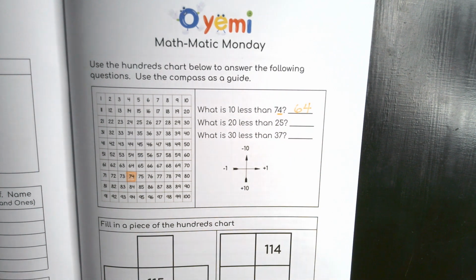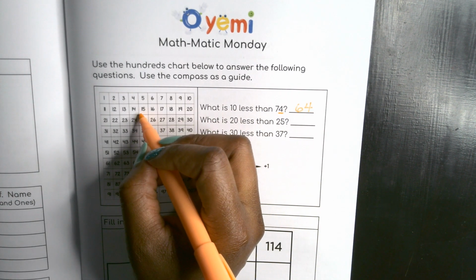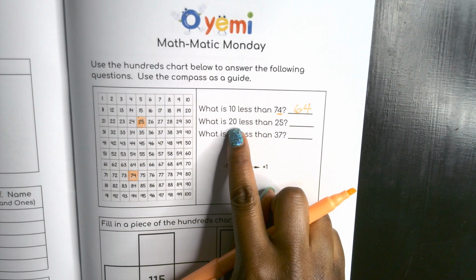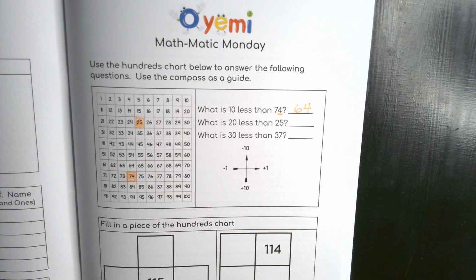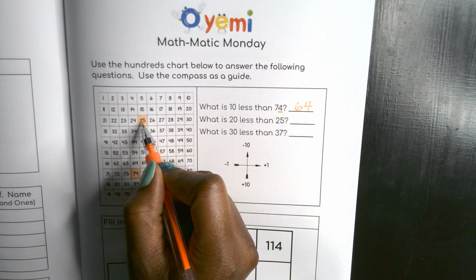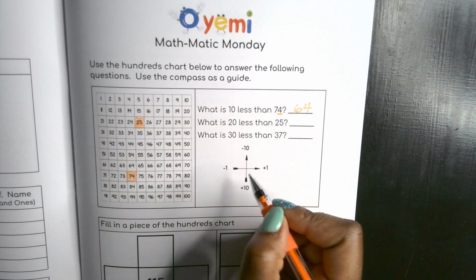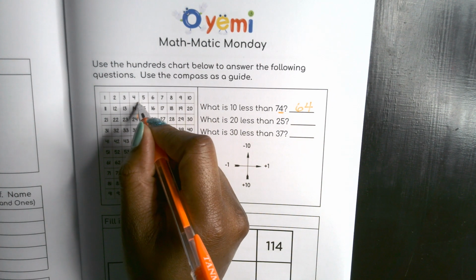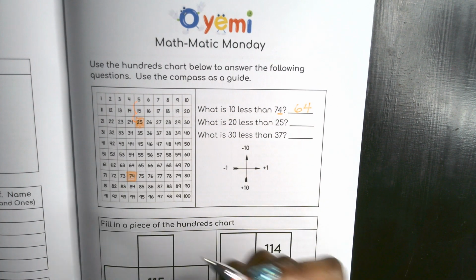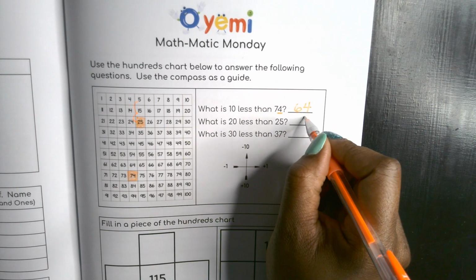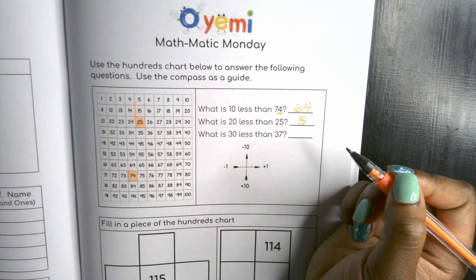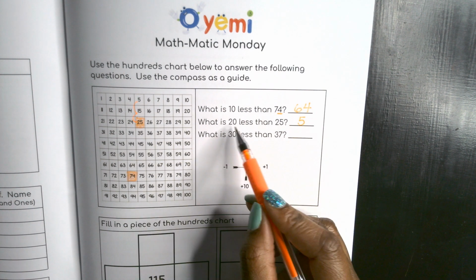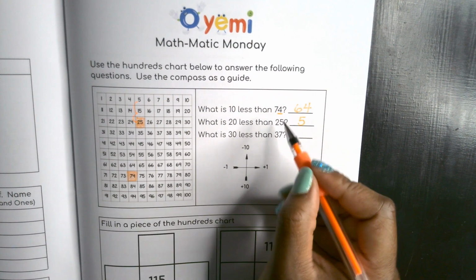Let's look at 25. This time, I'm finding 20 less than 25. So 25 is here. If I want to do 20 less, I know I have to go up 10 and another 10 because 10 plus 10 is 20. And I end up here at 5. Well, that checks out for my mental mathematicians because 25, if I just take that 20 away, 20 less, there will be 5 left.